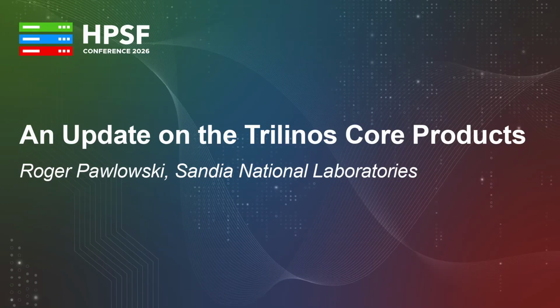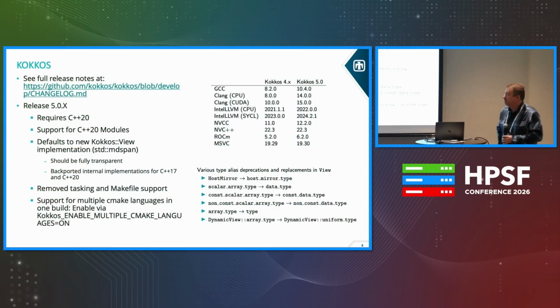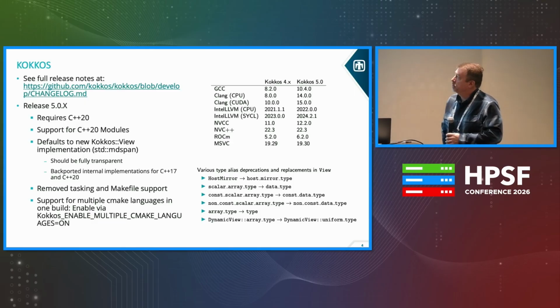All right, I'll be talking quickly about core products updates. So probably the big one was the Kokkos release. Since it was a major release, they break backwards compatibility. Kokkos didn't disappoint on that front. So in 5.0, we had to move to C++ 20. That's great. They also added some support for C++ 20 modules.